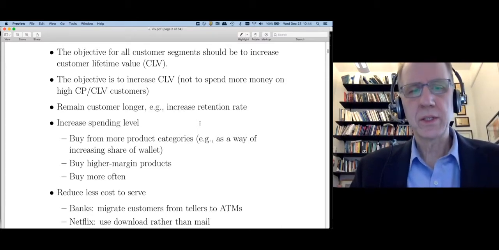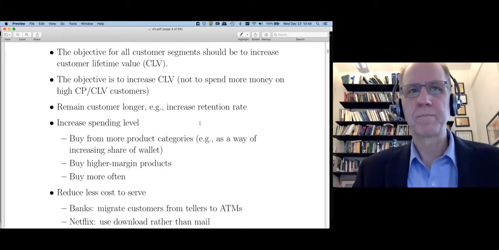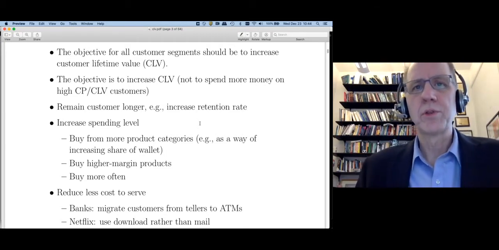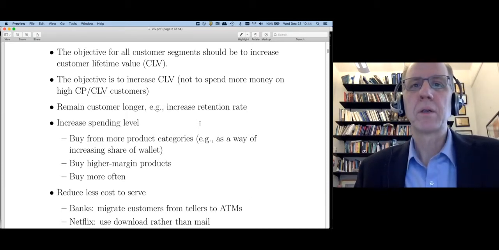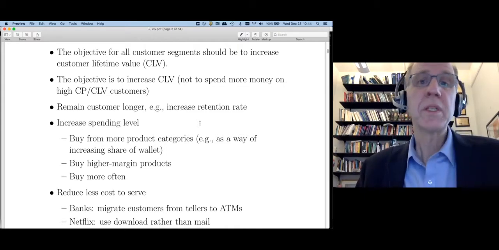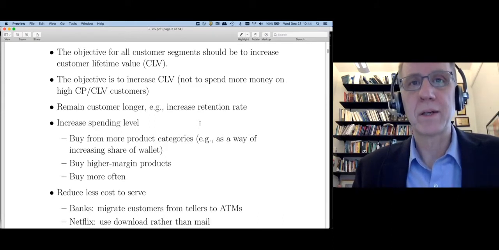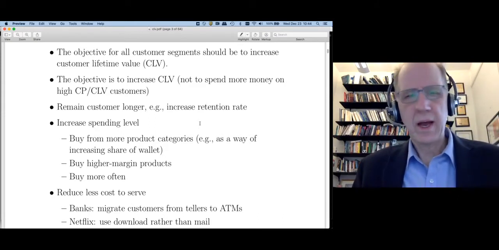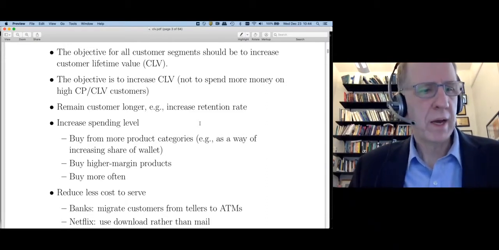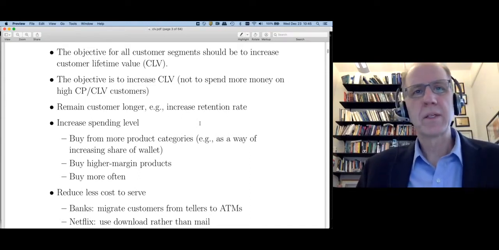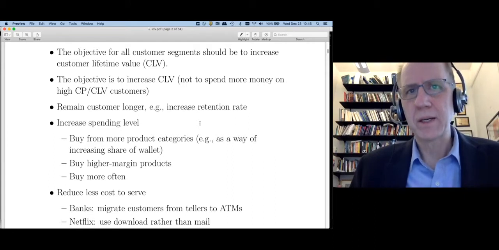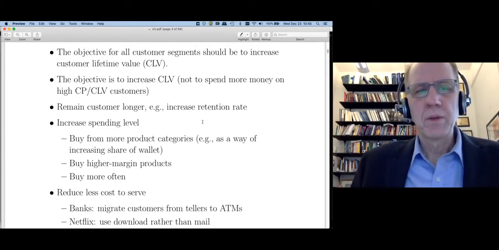Another way to increase this is to get them to buy more often. So suppose I have a grocery delivery service and I have a customer who only buys twice a month and they're getting their other groceries from another source. If I could get that customer to buy 3 times a month, that customer will become a better customer. As another example, I am sitting here with a MacBook Pro, and I guess I upgrade this thing every 5 years. If Apple could get me to upgrade this every 4 years, I become a better customer to Apple. So those are different ways of increasing the spending level.